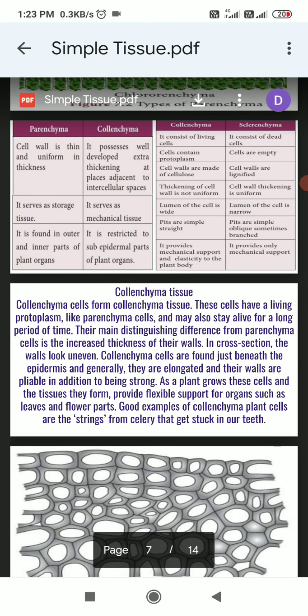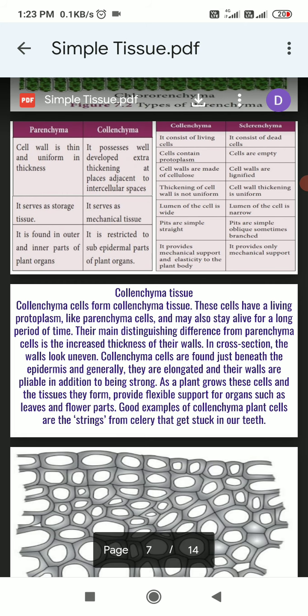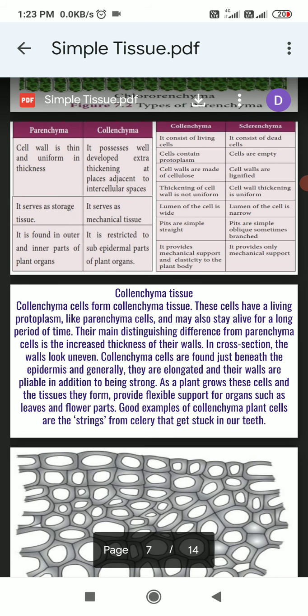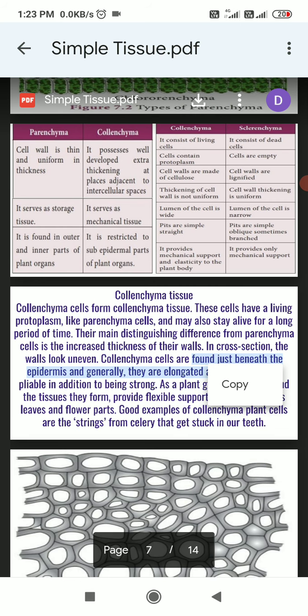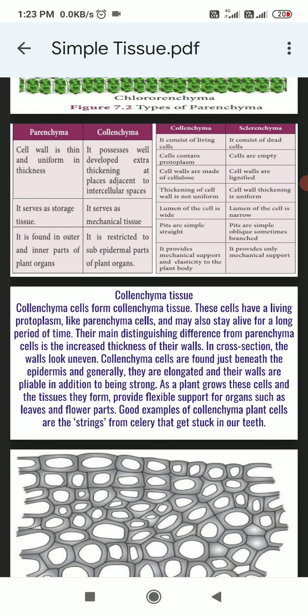Collenchyma possesses pits which are simple and straight, but in sclerenchyma, pits are simple, oblique, sometimes branched also. Collenchyma provides mechanical support and elasticity to the plant body, but sclerenchyma provides only mechanical support because it is developed for mechanical support.